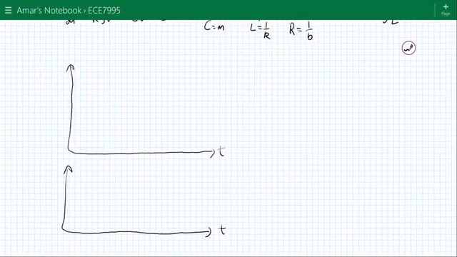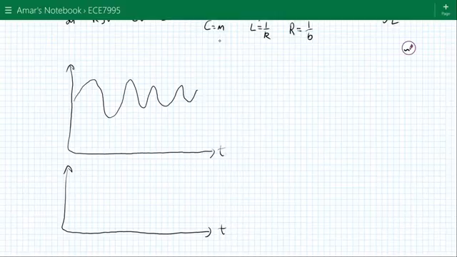Now, let's say we have a system that is over-damped, and then we resonate it in time. What will happen is that the oscillations will eventually die down like this. So this is over-damped.